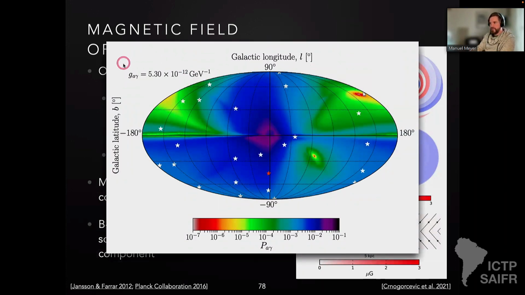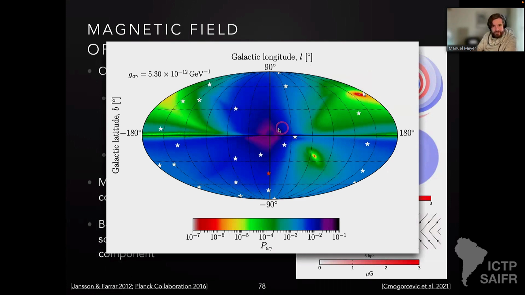So for this value of the coupling, these are actually gamma ray bursts here. If you have a source that is located here, then the oscillation probability is something like, I don't know, maybe a per mil or going up to 1% or so. And you see that you have this quite complex structure here because it depends on the magnetic field and the projection of the magnetic field along the line of sight.